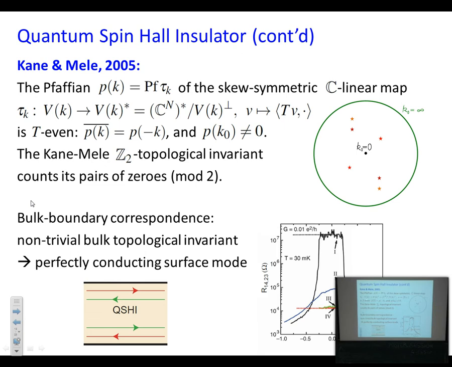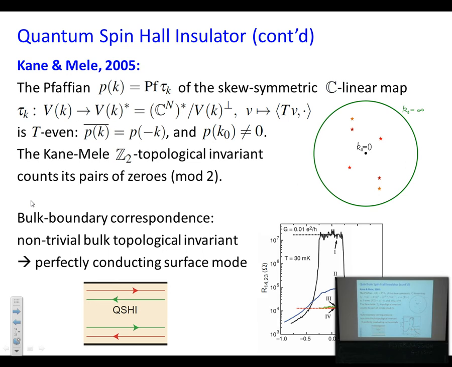Other than that, zeros occur in pairs. From the algebraic properties of t, you derive that the complex conjugate of this Pfaffian is the Pfaffian at -k. So zeros always have opposite zeros. And zeros can be created, and they can annihilate.